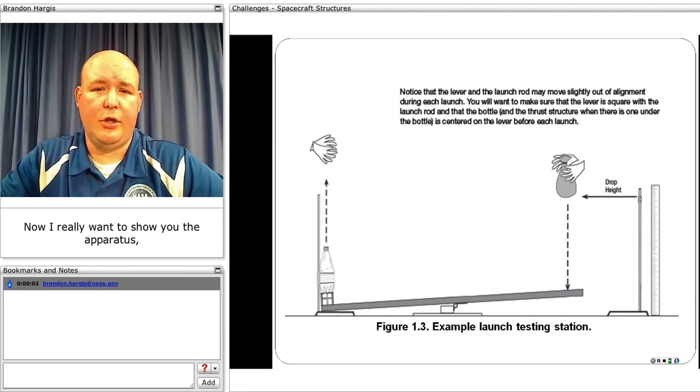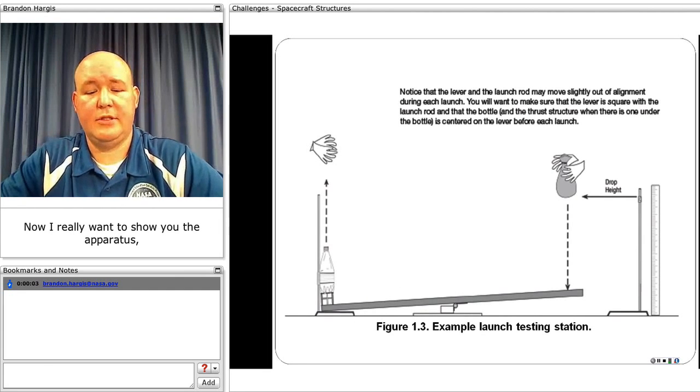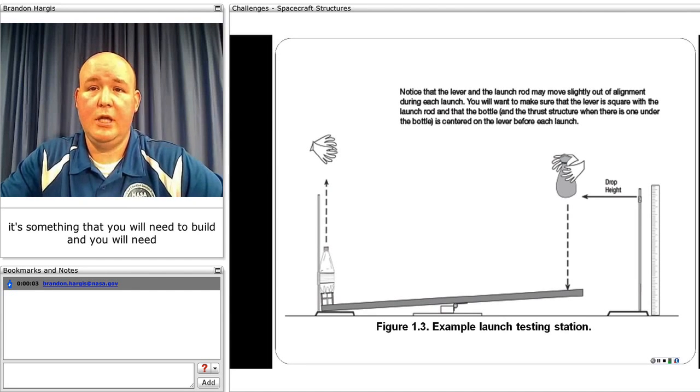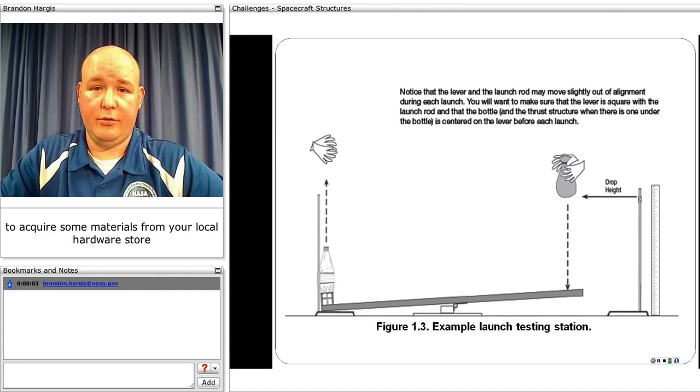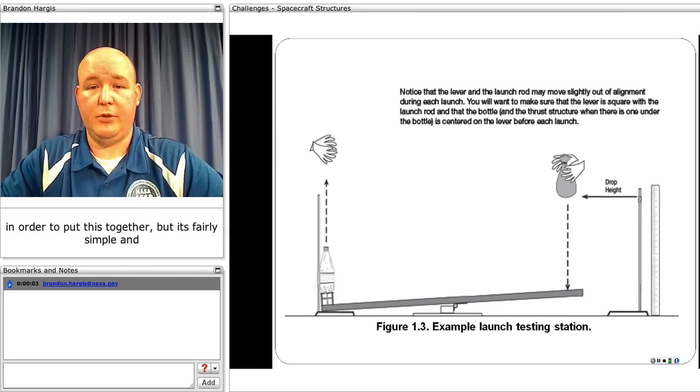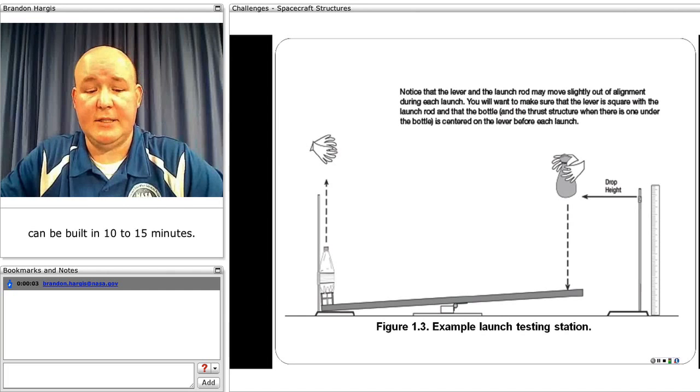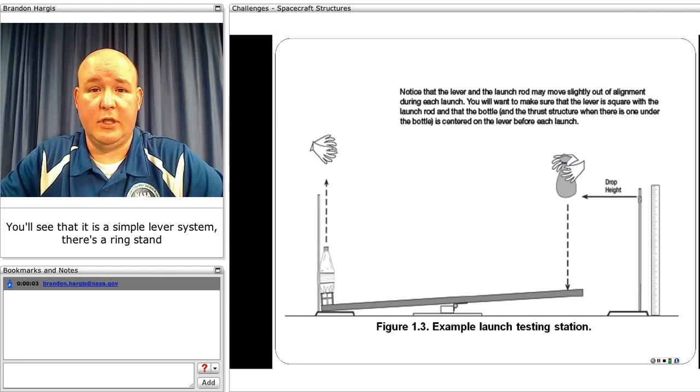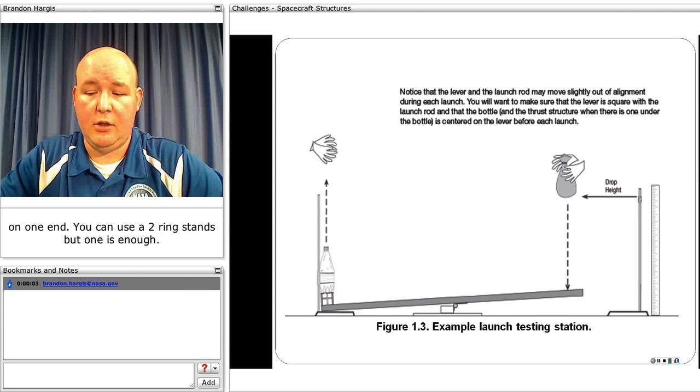Now I really want to show you the apparatus. It's something that you would need to build, and you will need to acquire some materials from a local hardware store in order to put this together, but it's fairly simple. It can be built in 10 to 15 minutes. You'll see that it's a simple lever system. There's a ring stand on one end. You can use two ring stands, but one is enough.